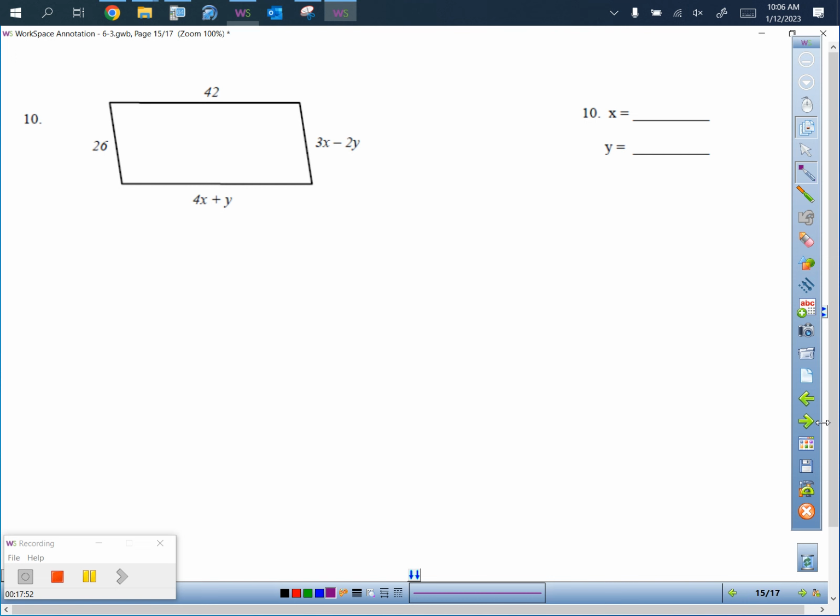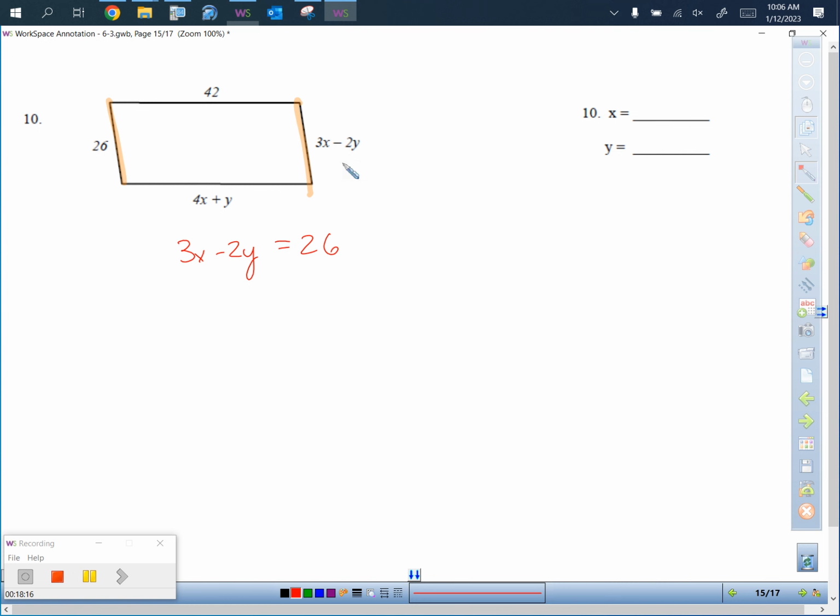Sides, angles, or diagonals? Sides. I think we're down that this dude right here should equal that dude. Are you cool with that? Let's set up that equation. Follow my lead. I'm going to give you some strategies of how to organize this. I'm going to say that 3x minus 2y equals 26, all right?